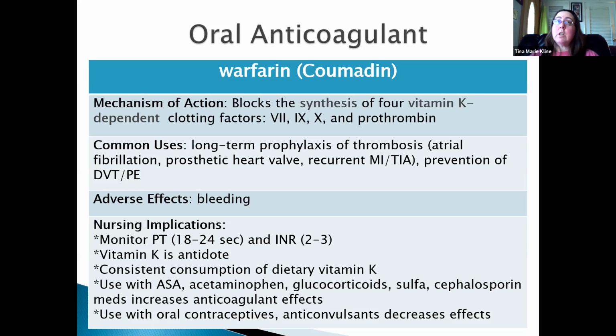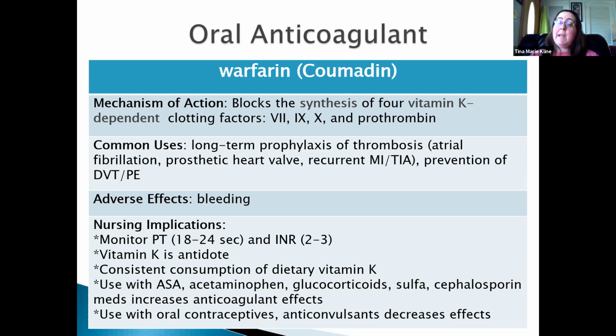In fact, that's usually the criteria for your patient who's receiving both heparin or enoxaparin and Coumadin. The INR level of 2 is usually the criteria that they can come off the sub-Q and just be solely on the warfarin at that time. Again, vitamin K is the antidote.